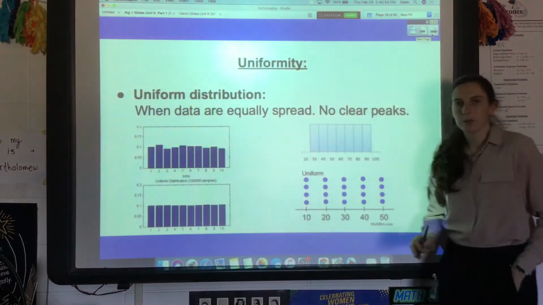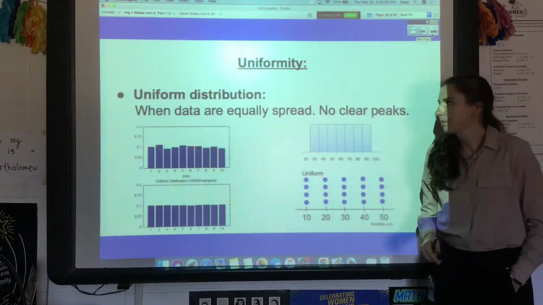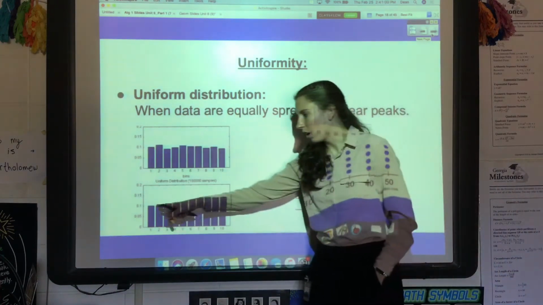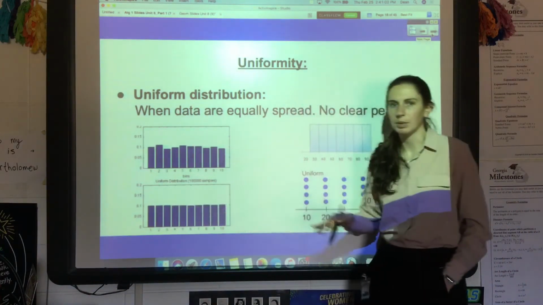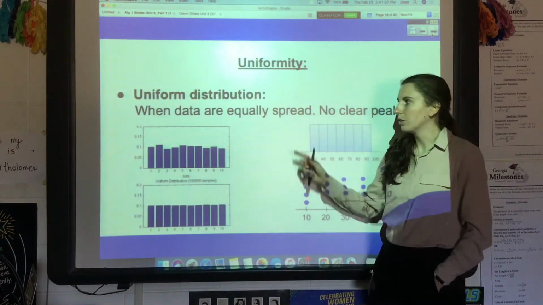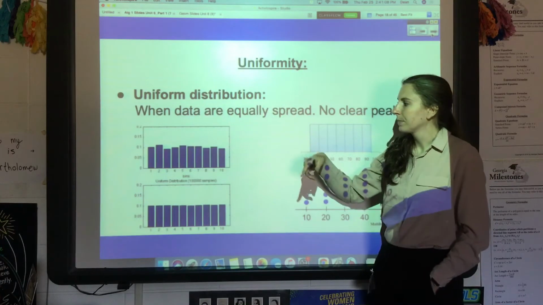All right, and the last thing I want to mention is uniformity. This is when there are no clear peaks. That's when the data is basically all the same. It's just flat across the top. It's uniform. The word uniform means all the same. Like when people wear uniforms, they all look the same.